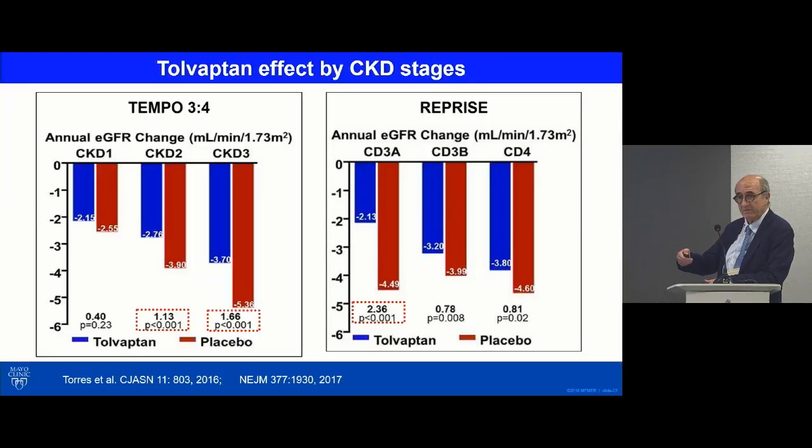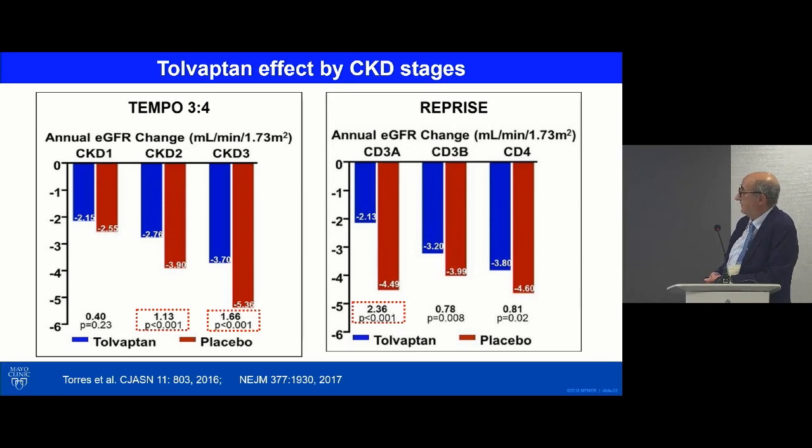Now, it's important to note the differences in the effect of tolvaptan by CKD stage, both in TEMPO 3-4 and in Reprise. In TEMPO 3-4, there was no significant benefit of tolvaptan in the patients with CKD 1. And this is likely because these patients were doing well. The kidney function was not declining, and it's difficult to demonstrate a benefit when the kidney function is not declining.